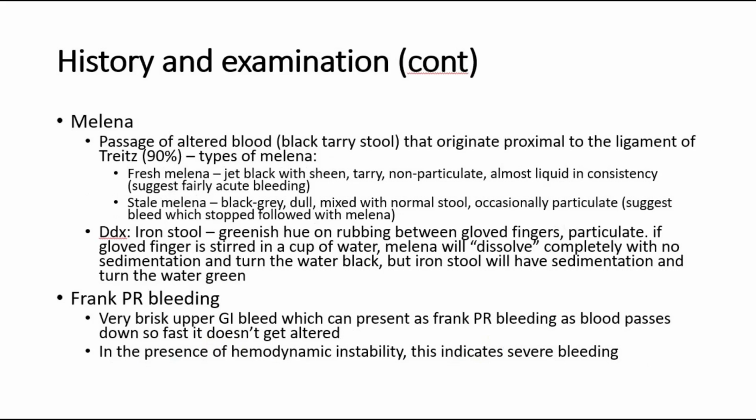Other bleeding include melena and frank per rectal bleed. Melena is the passage of altered blood, black tarry stool, that originates proximal to the ligament of Treitz. There are fresh melena and stale melena. Whereas frank PR bleeding: a very brisk upper GI bleed can present as frank PR bleeding as blood passes down so fast it doesn't get altered. In the presence of hemodynamic instability, this indicates severe bleeding.